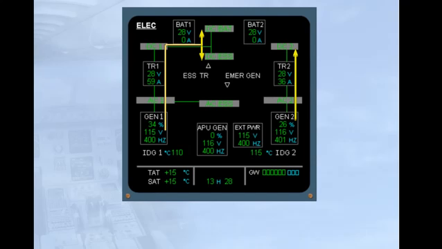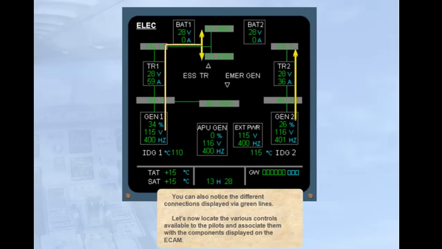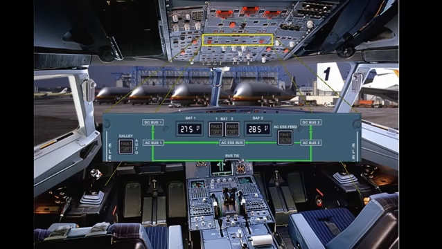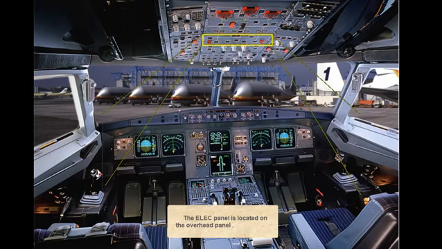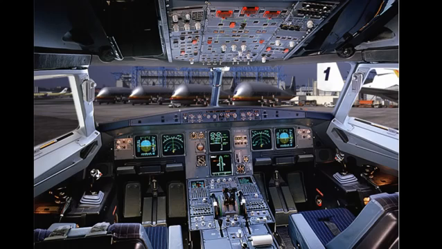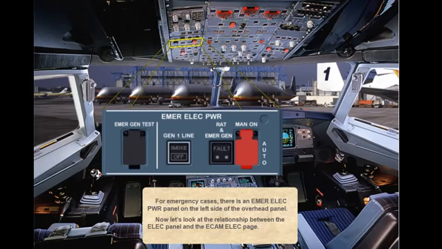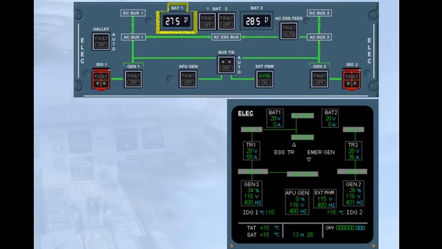Let's now locate the various controls available to the pilots and associate them with the components displayed on the ECAM. The electrical panel is located on the overhead panel. For emergency cases, there is an emergency electrical power panel on the left side of the overhead panel. Now let's look at the relationship between the electrical panel and the ECAM electrical page. The battery voltage can be monitored either on the overhead panel or on the ECAM page.